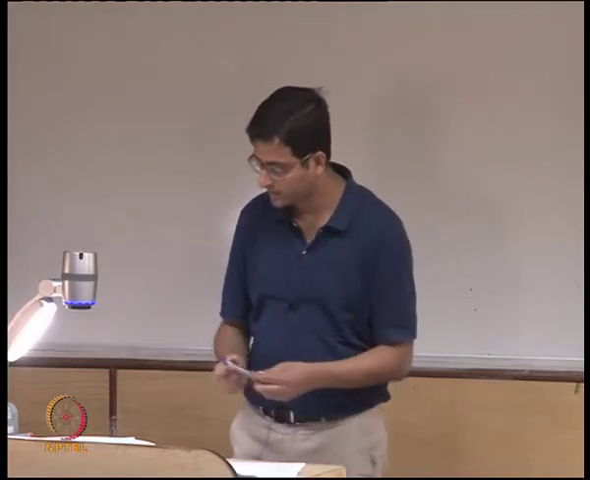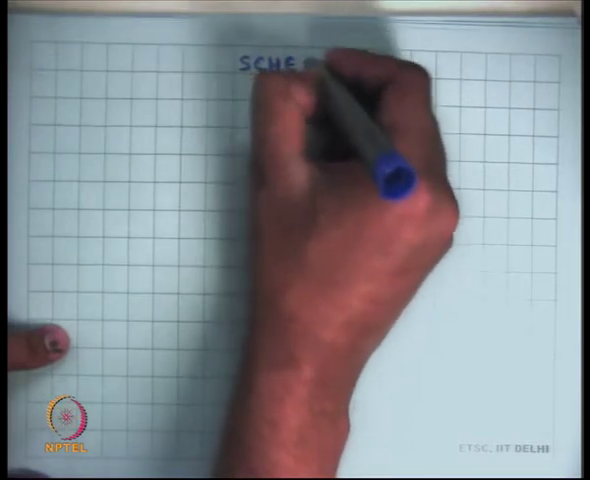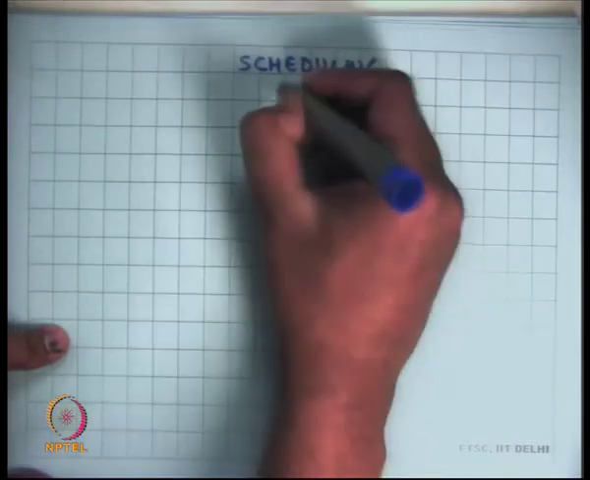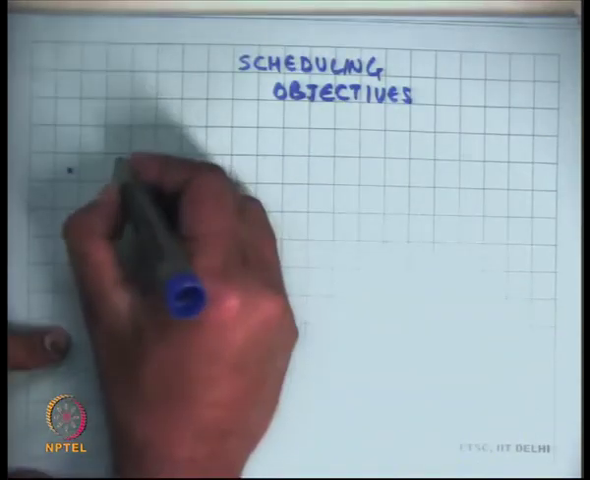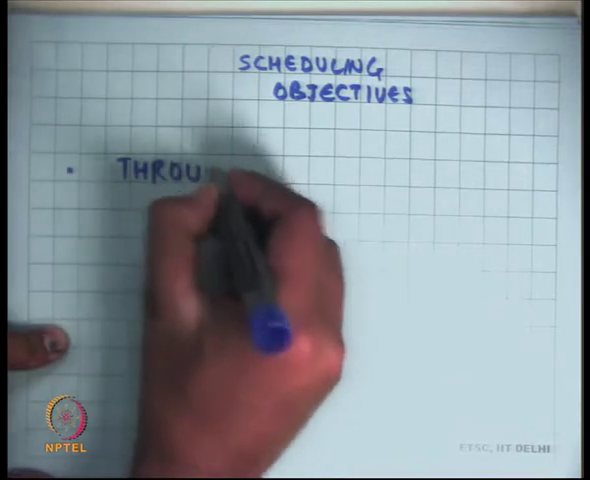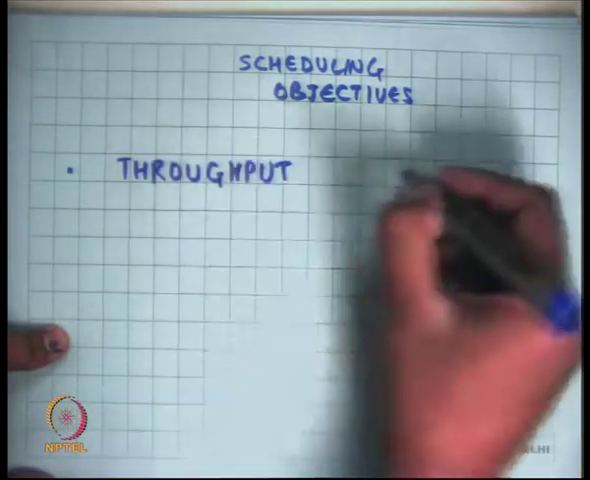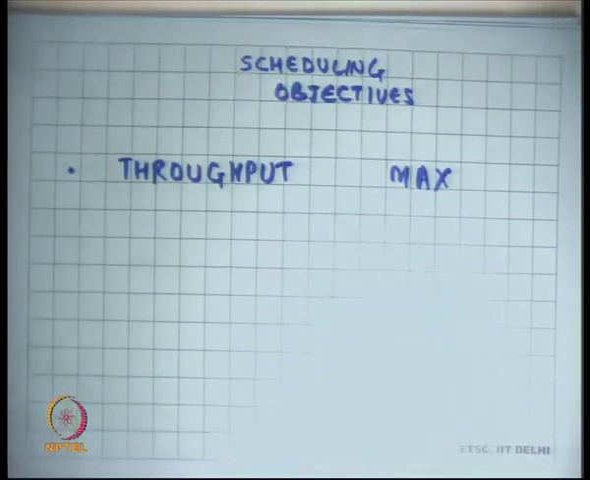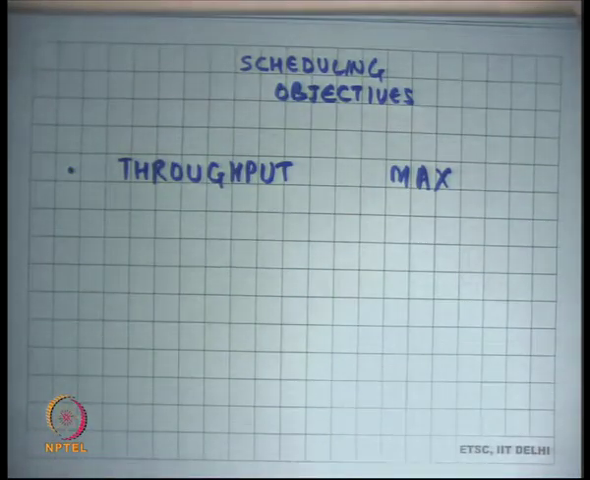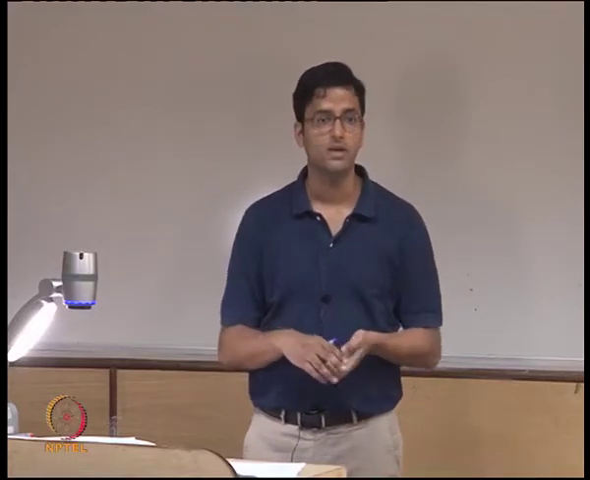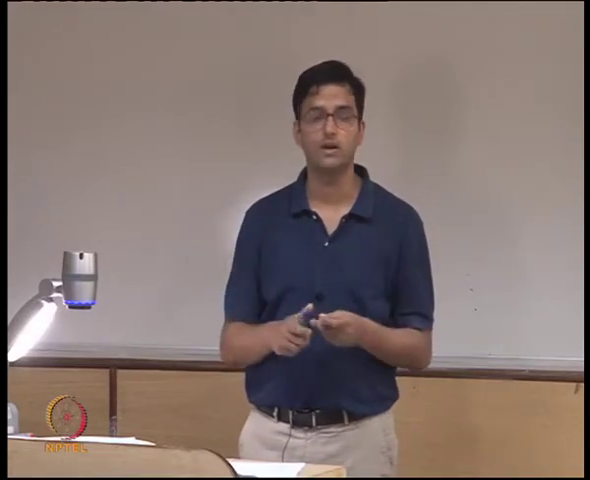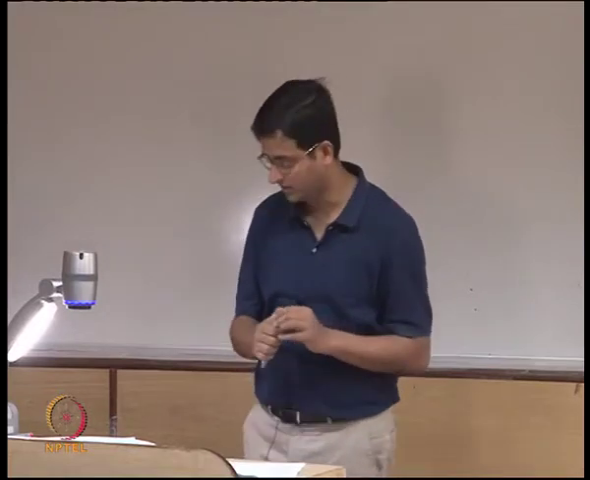Let's first understand what the objectives of a scheduler are. Let's say scheduling objectives. First, throughput maximization. By this I mean that I want to do the maximum possible work in the minimum possible time. There's a lot of work to be done, and I want to finish as many jobs as possible in the minimum amount of time. I have these many resources, and I want to judiciously use all of them to do everything I can.